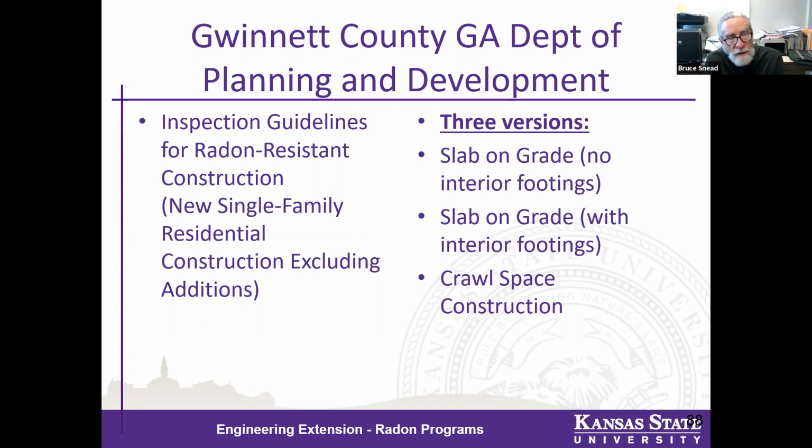I did a search earlier this morning to find the website link where this checklist is located, but I couldn't find it on the Gwinnett County site. So I'll keep searching. I do have the checklist and I'd be glad to share it with any of our participants. It lays out its inspection guidelines for RRNC in 3 versions: for a slab on grade with no interior footings, slab on grade with interior footings, and for crawl space.